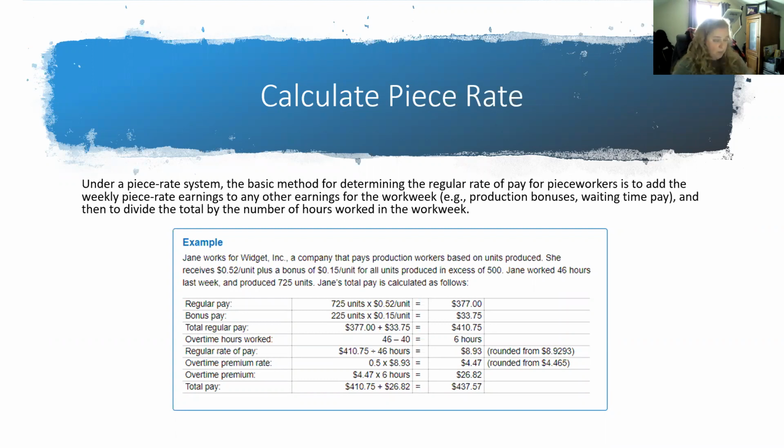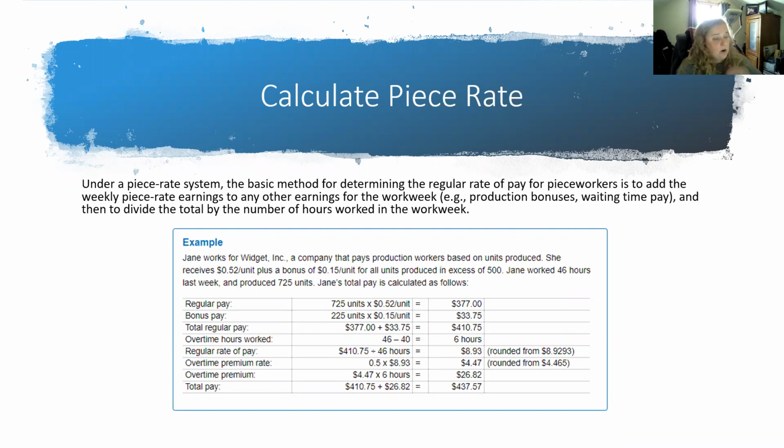To get the overtime premium, we're now going to multiply by 0.5, which gives us $4.47. Now, she worked 46 hours in the week, 46 minus 40 is 6. So she gets 6 hours of overtime for the week. If we take our overtime premium, multiply it by the 6 hours of overtime that she worked, we get $26.82.